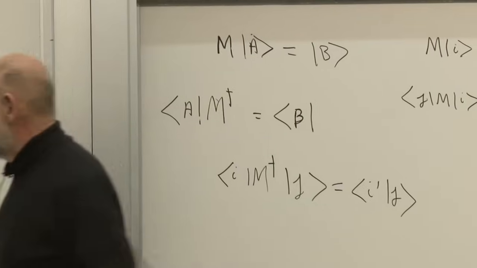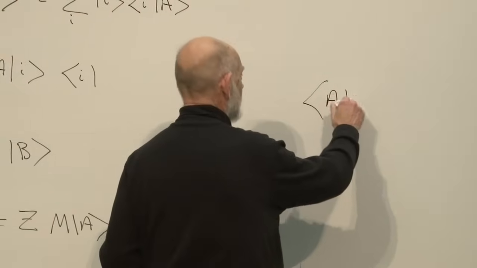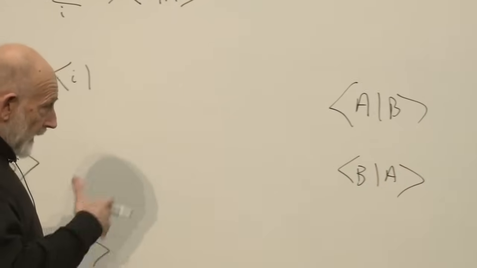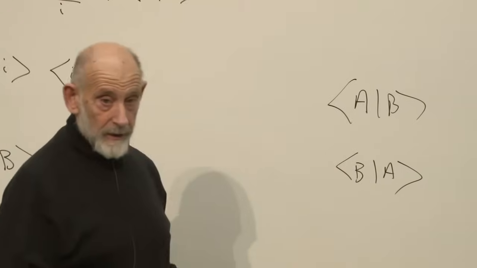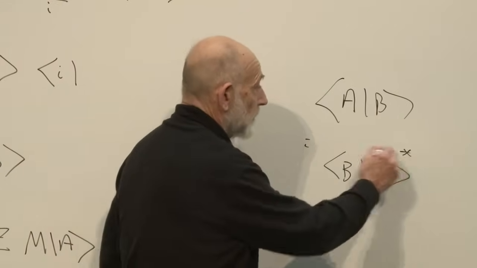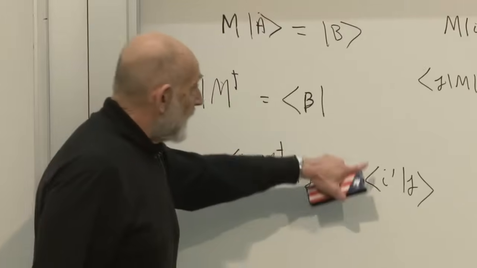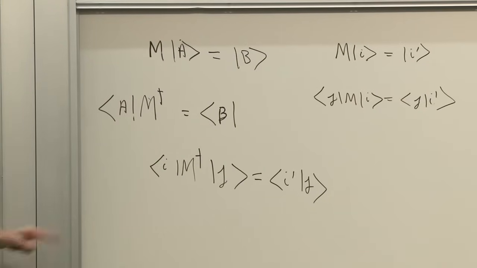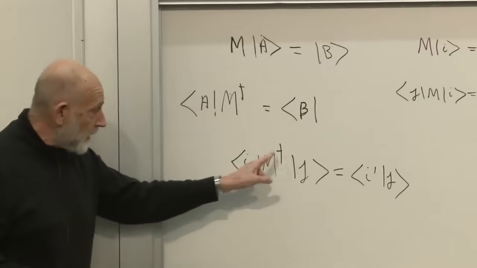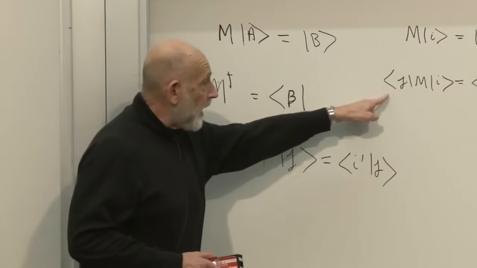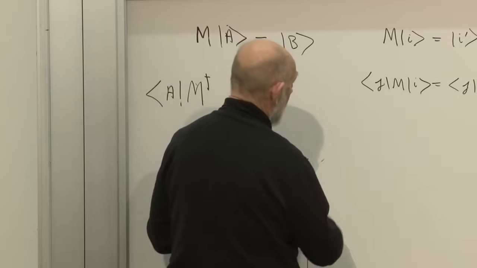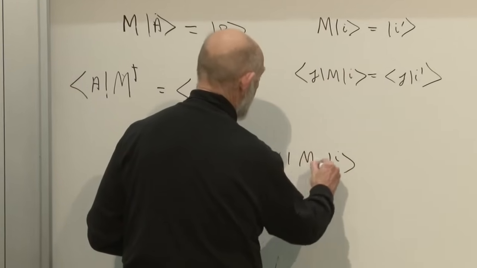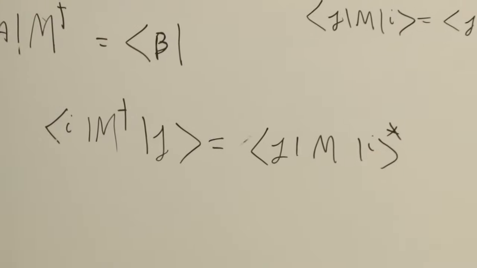If you take two vectors, A and B, and you think of them in the opposite order, the bra A times the ket B versus the bra B times the ket A, the relationship between them is just complex conjugation. So this here is just the complex conjugate of this. So what we've derived is that the ijth matrix element of M dagger is the complex conjugate of the j-ith matrix element of M.